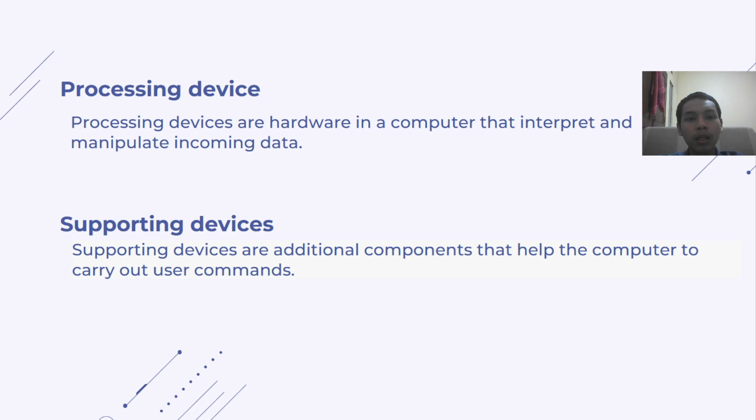Next, and the last, supporting devices are additional components that help the computer to carry out user commands. Examples of supporting devices are a power supply, case, and cooling pad. All these devices help users in learning, creating skills, and improving work efficiency.